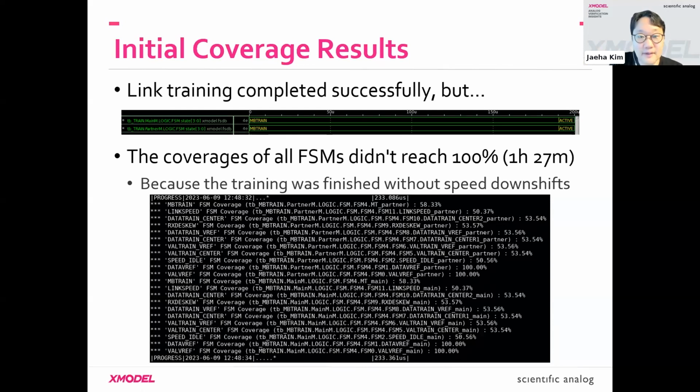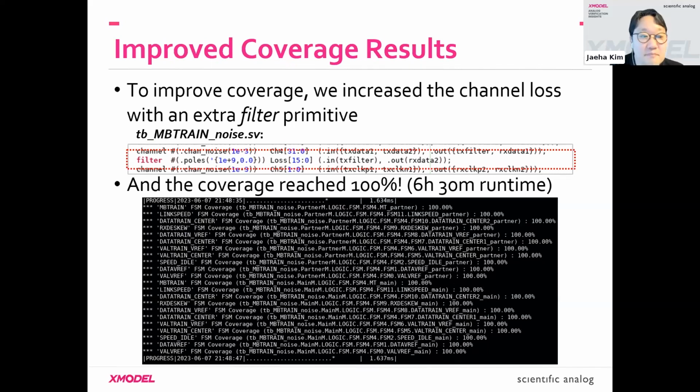So what we did is simply make the channel worse, and we did it by adding an additional filter that introduced more channel loss. This is one way. There could be another way. You could just use a worse channel model, I guess, but we just added one more pole in the channel response, like a pole at 1 gigahertz. And the simulation, of course, ran much longer because now it's doing more training, but we were able to reach 100% coverage.